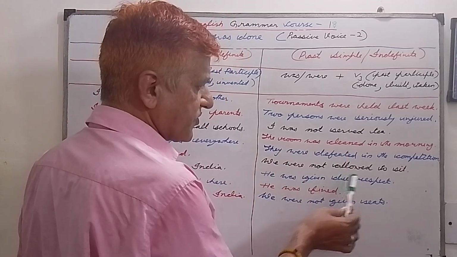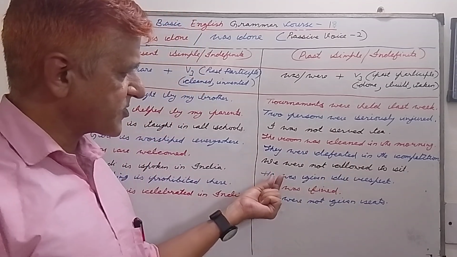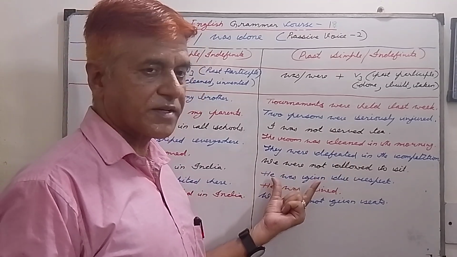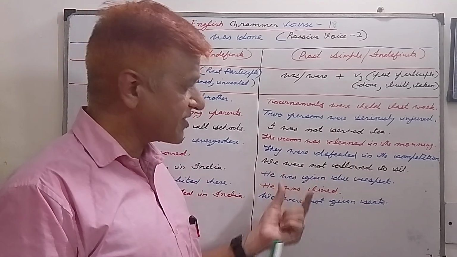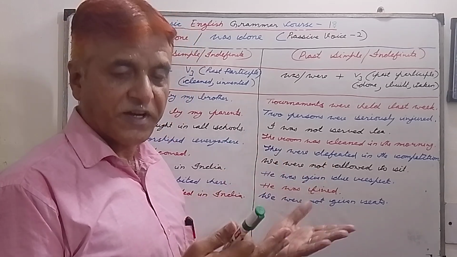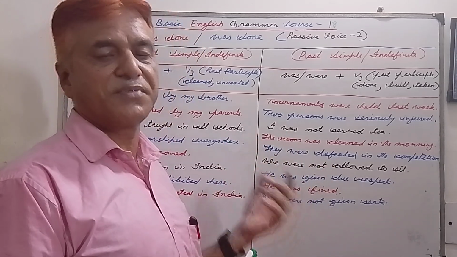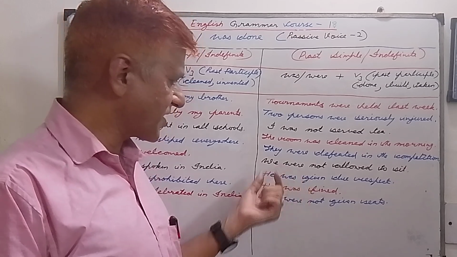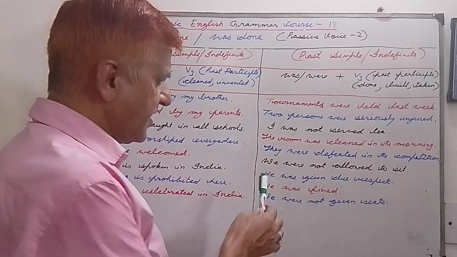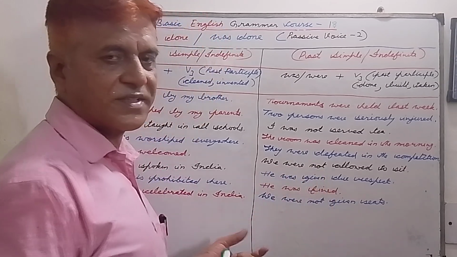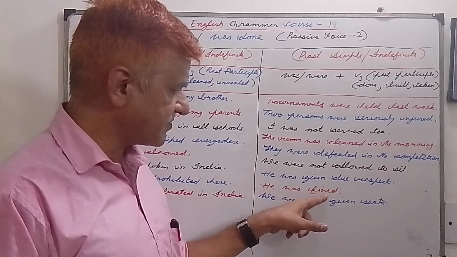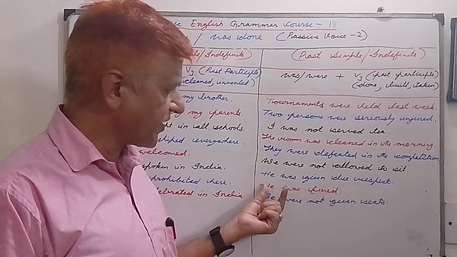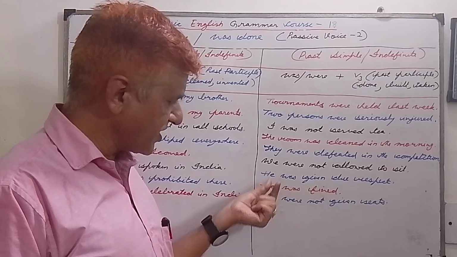He was given due respect. He didn't give respect to anyone, but he was given respect. It is the "he" which is getting respect. So you have to take the meaning like this. He was fined. The fine is on "he".